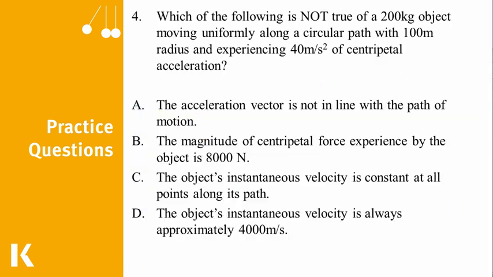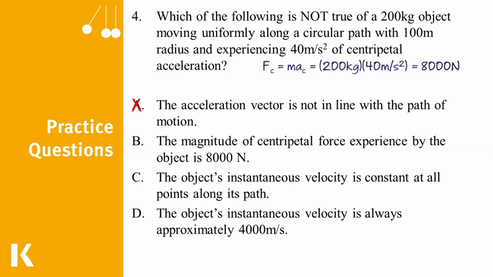This last question deals with uniform circular motion. Give it a shot. This one is best dealt with by assessing which of the answers are true. A, we definitely know to be true. The velocity vector is tangent to the acceleration vector, so the resultant path definitely does not align with the acceleration vector.